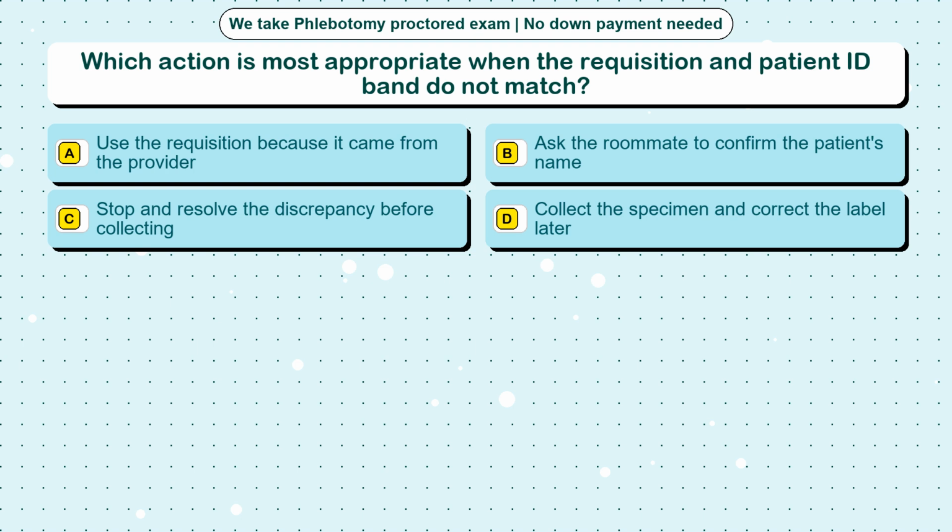Option A. Use the requisition because it came from the provider. Option B. Ask the roommate to confirm the patient's name. Option C. Stop and resolve the discrepancy before collecting. Option D. Collect the specimen and correct the label later.